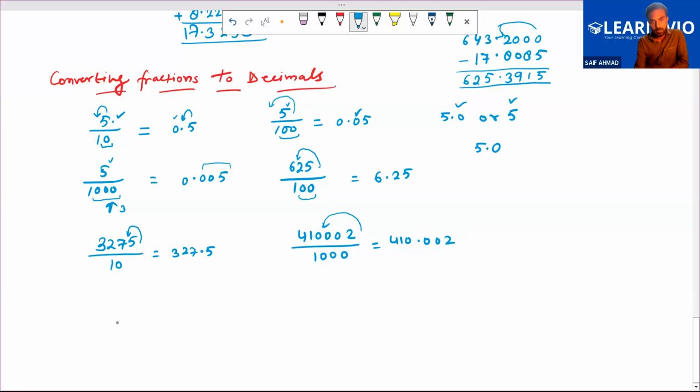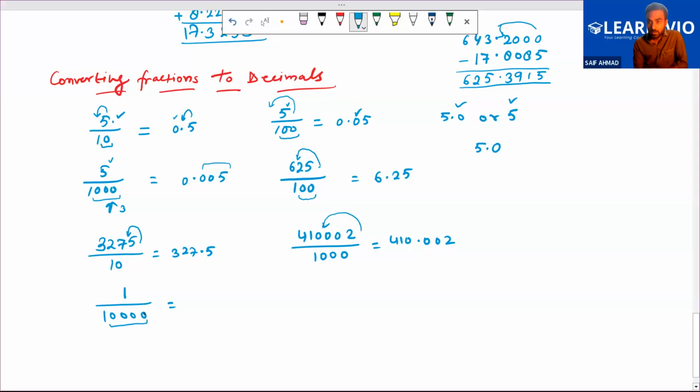For example, now I'm taking one more example: 1 upon 10,000. How will you convert it to a decimal? You have only one digit. So how many zeros do you have to add before the digit? Three, because you already have one digit. You have to add only three zeros because here are four zeros.